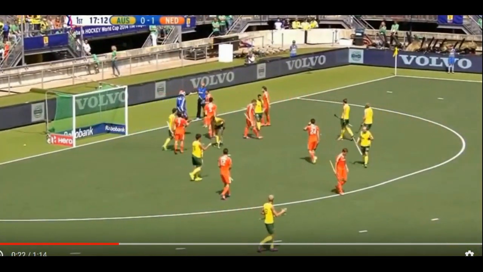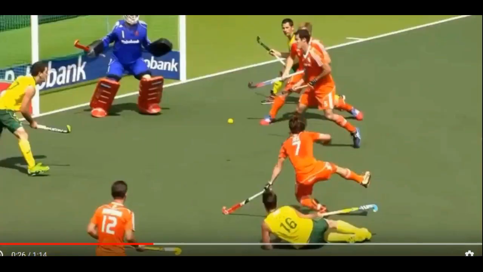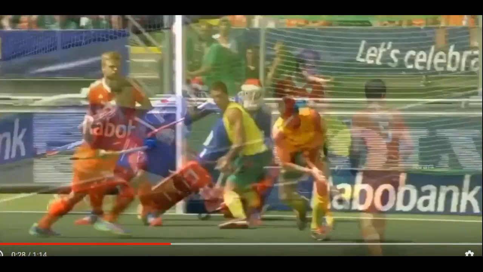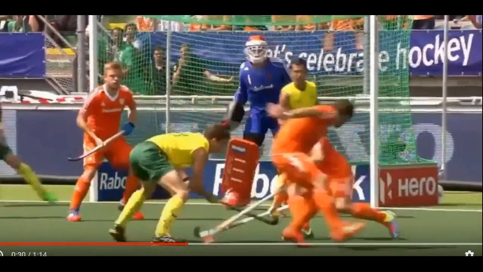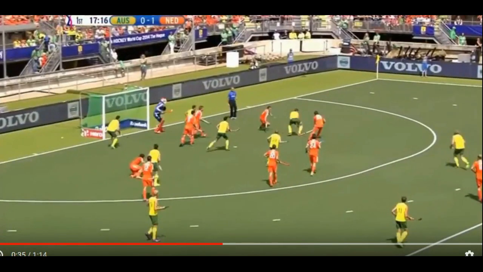This is a blatant example of raising the ball dangerously into an opponent and then charging into that opponent. The umpire could very well have given the number 3 a green card there.